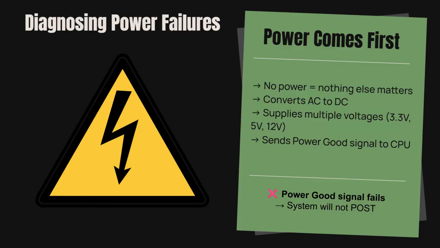Now, diagnosing power failures. If a computer will not power on or shuts down unexpectedly, power is the first area to investigate. The power supply, which converts AC power into multiple DC voltages, will send a power good signal to the CPU once voltage is stabilized. If that signal fails, the system will not POST.